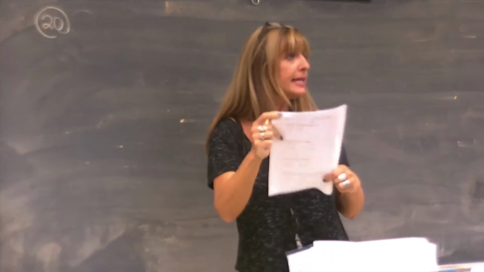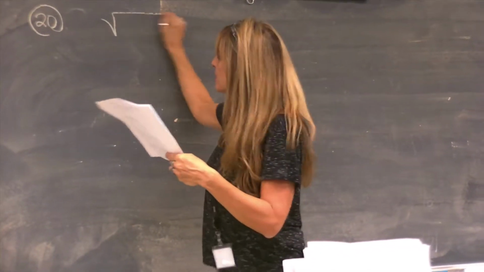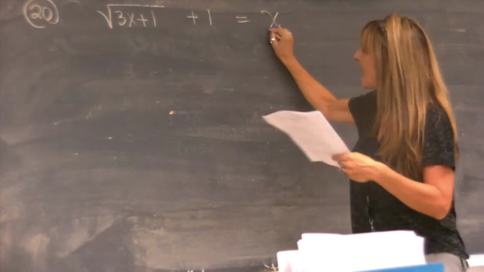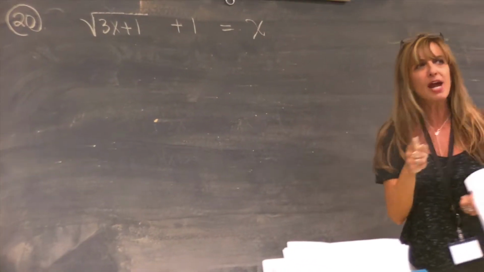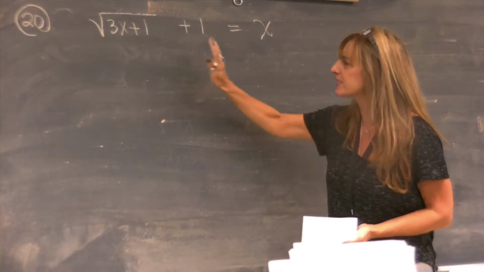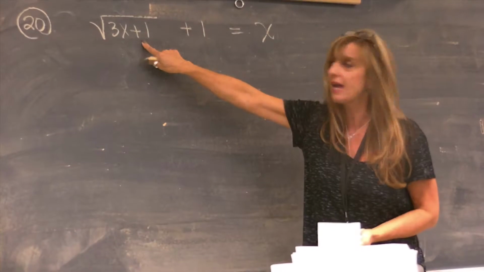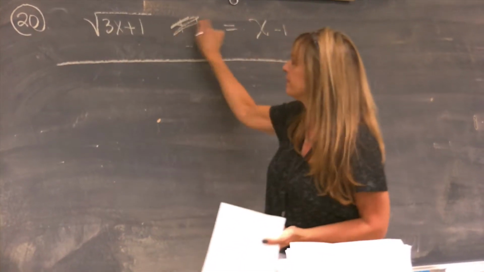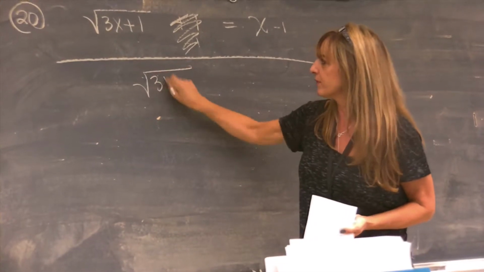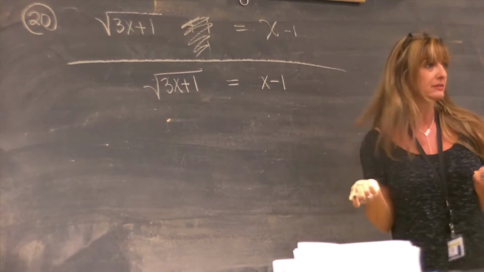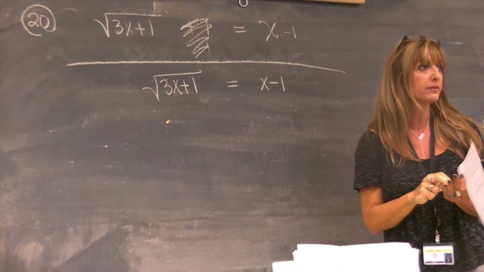Okay, last one. You ready? Solve for x. The square root of 3x plus 1 plus 1 equals x. All right, we didn't practice these enough, so I really want you to go over this one again if you got it wrong. The first thing you must do is isolate your radical. So I'm going to subtract 1 on both sides. Has to be done first. The square root of 3x plus 1 equals x minus 1. I can't put those together.